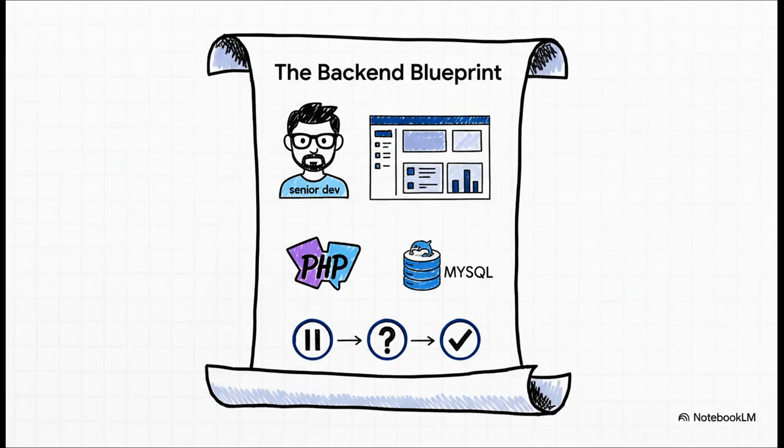The prompt we get from ChatGPT is basically a super detailed blueprint. We tell our AI to act like a senior developer, to use specific technologies like PHP and a MySQL database, and, this is key, we tell it to pause and ask for our permission before it takes each major step. This gives us total control.